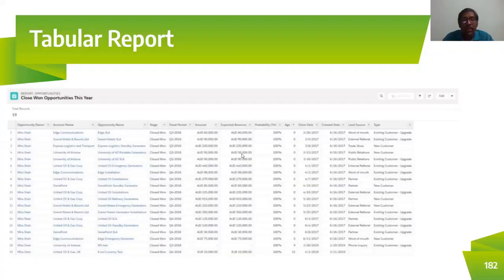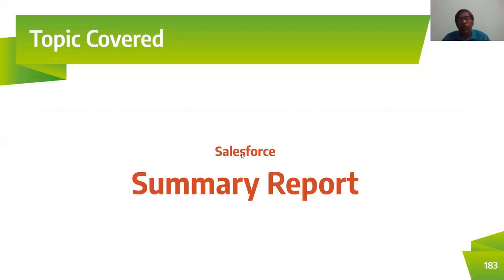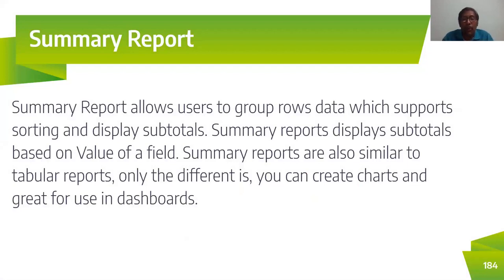Now the next report that I'm going to get into is the summary report. What is a summary report? A summary report allows the user to group the row data, which supports sorting and displaying the subtotals. Here I can group the rows and columns, and then I can sort the report. I can sort and display subtotals. A summary report displays the subtotals based on the values of the field.